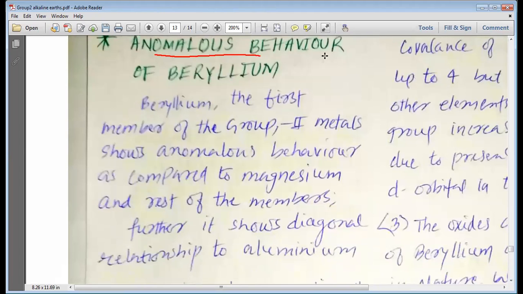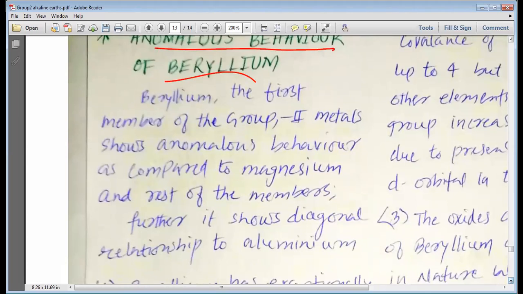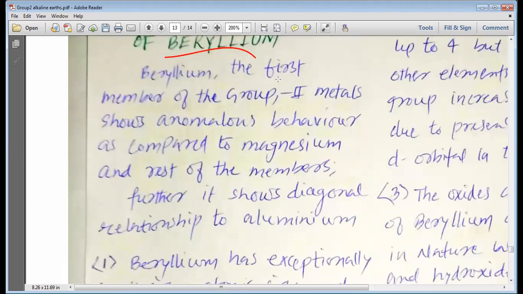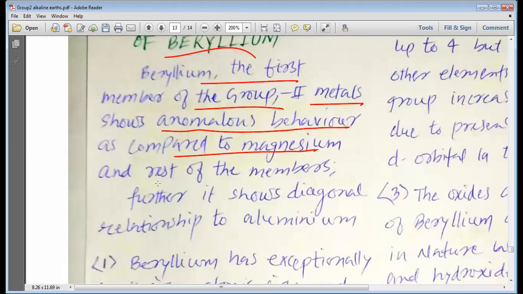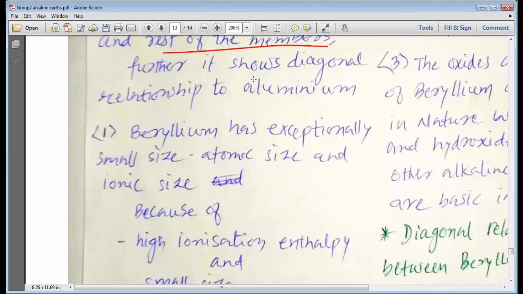Now, my dear students, we want to study the anomalous behavior of beryllium. Beryllium being the first element belonging to group 2, it shows anomalous behavior. Beryllium, the first member of the group 2 metals, shows anomalous behavior as compared to magnesium and the rest of the members. Further, it shows a diagonal relationship with aluminium.